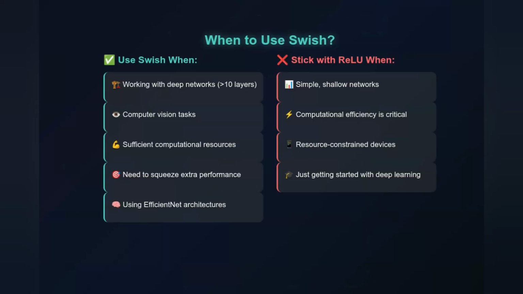So when should you use Swish? Here's my recommendation. Use Swish when you're working with deep networks, greater than 10 layers. You're doing computer vision tasks. You have sufficient computational resources. You're looking to squeeze out extra performance. You're working with architectures like EfficientNet. Stick with ReLU when you're building simple, shallow networks. Computational efficiency is critical. You're working on resource-constrained devices, or you're just getting started with deep learning.